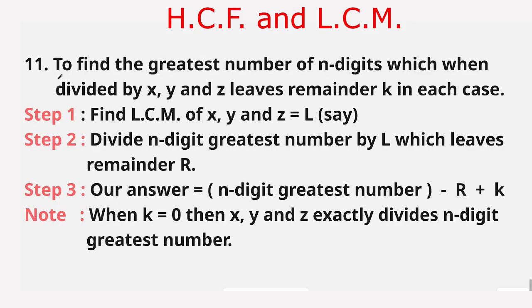Point number 11. To find the greatest number of n digits which when divided by x, y and z leaves remainder k in each case.